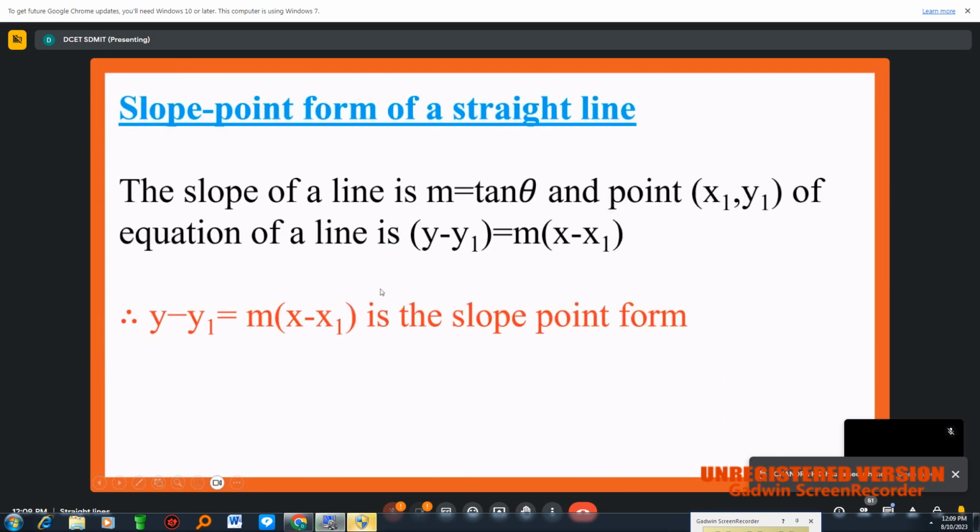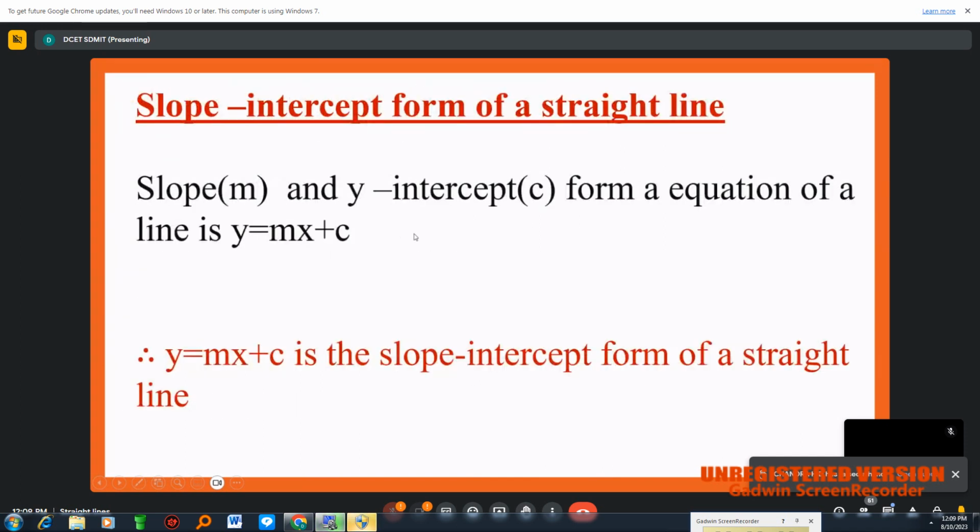Same formula. In general, they give the y-intercept only. They do not ask for the x-intercept. So this formula is suitable for the y-intercept only, so they will give only y is equal to mx plus c.